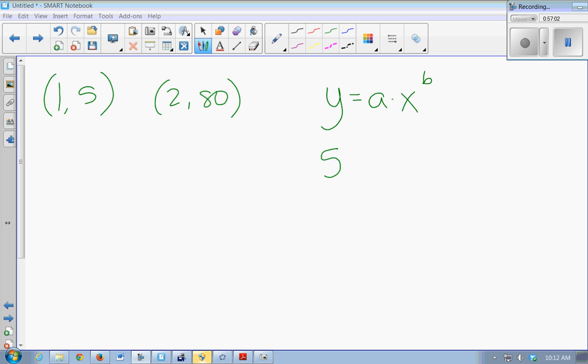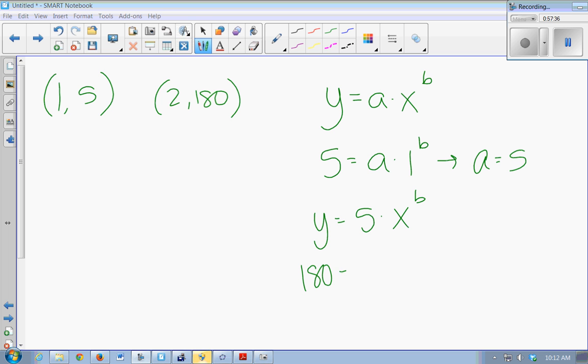And so I have 5 equals a times 1 to the b. But what is 1 to the anything, no matter what that thing is? 1. So this tells us 5 equals a times 1, so a is 5. So I now know one of my variables. I know y equals 5 times x to the b. Replace the a with the 5. Then you use your other point to figure out what b is. Replace the y. Sorry, that's 180. Replace the y with the y coordinate, the x with the x coordinate, and you solve for the b.